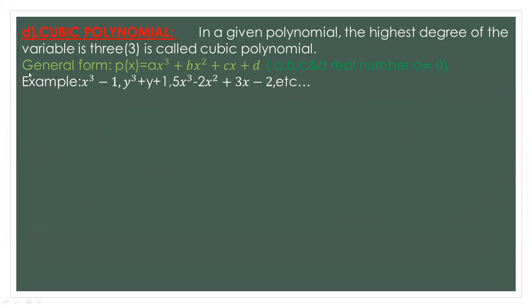Okay, students. So its general form is p of x is equal to ax cube plus bx square plus cx plus d. Now here a, b, c and d are real numbers where a is not equal to 0. For example, x cube minus 1, y cube plus y plus 1, 5x cube minus 2x square plus 3x minus 2, etc.